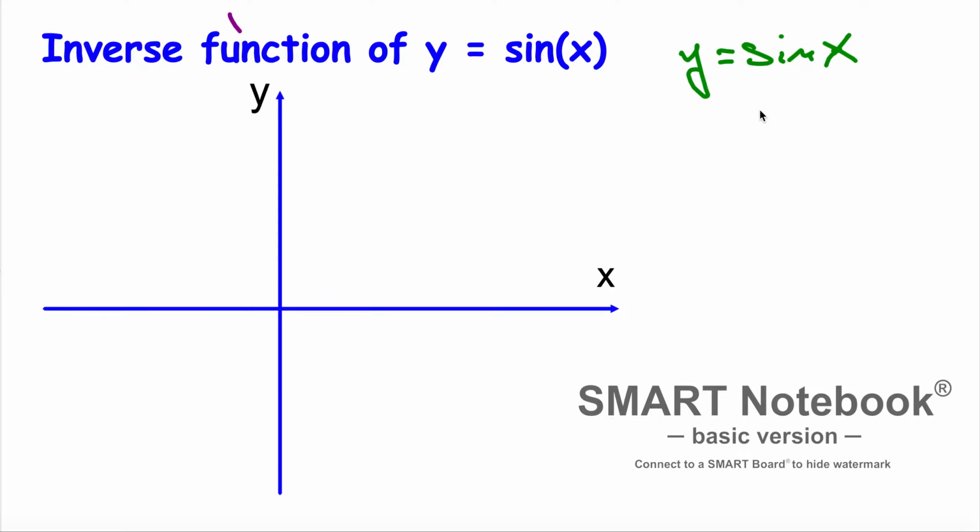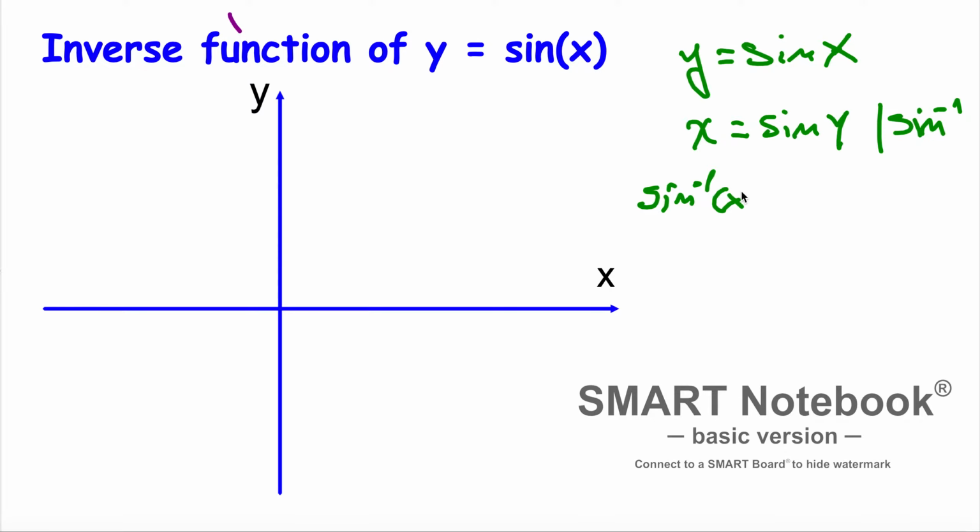If we want to find the inverse function analytically, whenever we have x and y, we are going to interchange them. Instead of the x, I'm writing y, instead of the y, I'm writing x. And here is sine y. And now I'm taking the inverse of sine on both sides.